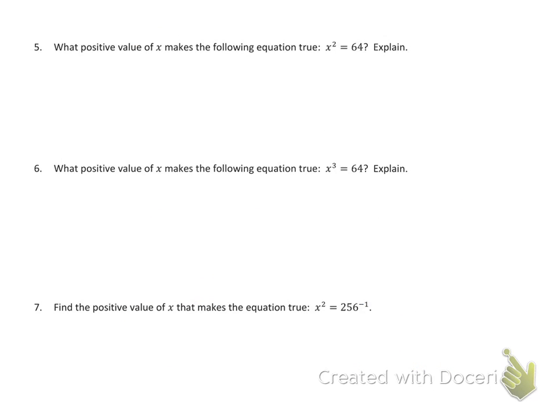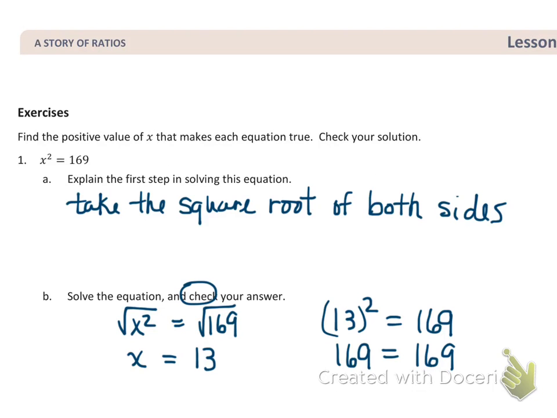What positive value of x makes the following equation true? x squared equals 64. Whoops, that's not number 2. Sorry. I missed a page. One second.